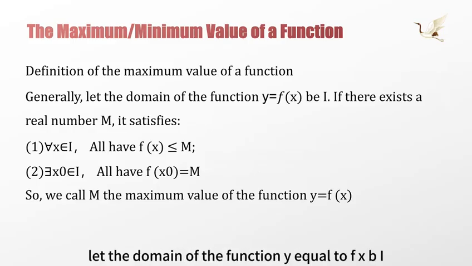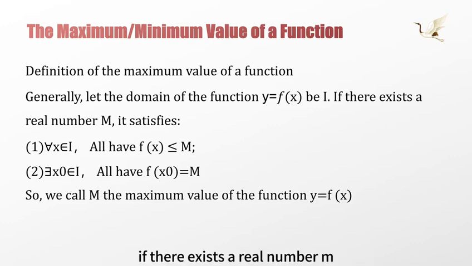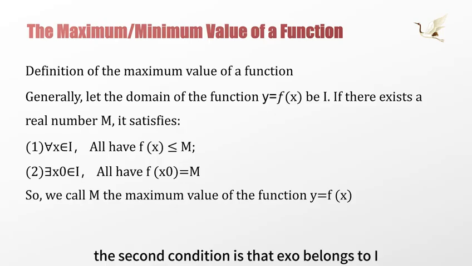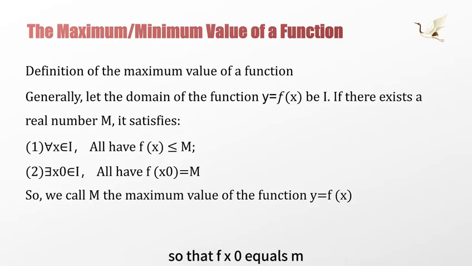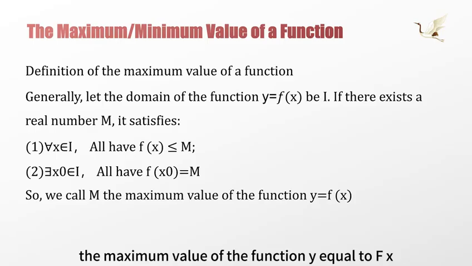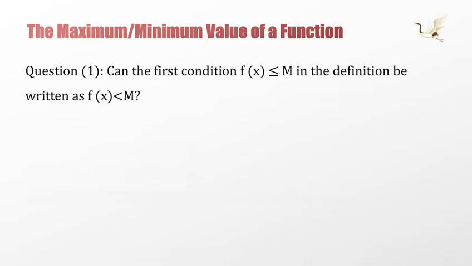Generally, let the domain of the function y equals f(x) be I. If there exists a real number M that satisfies two conditions: first, for any x belonging to I, f(x) is less than or equal to M; second, there exists x0 belonging to I such that f(x0) equals M. Then we call M the maximum value of the function y equals f(x).